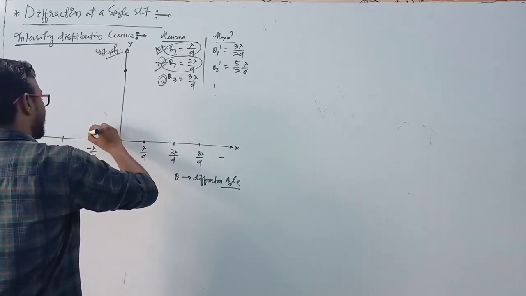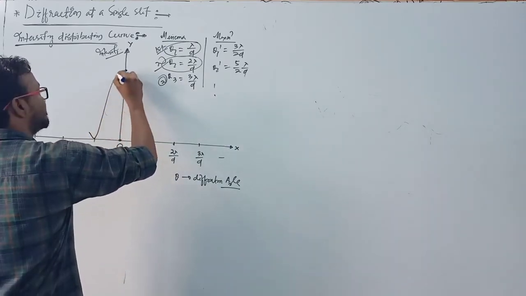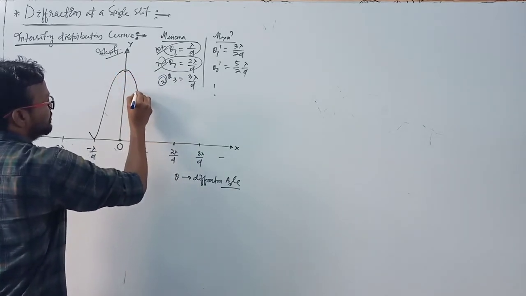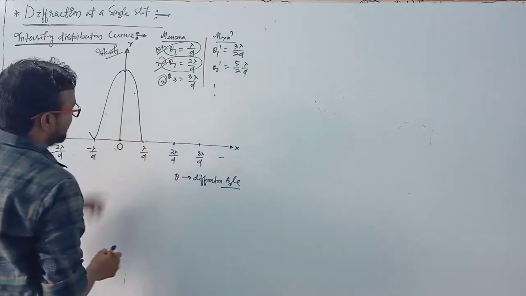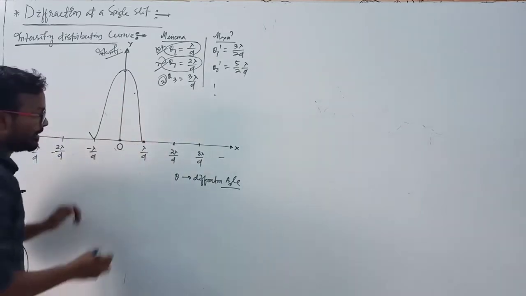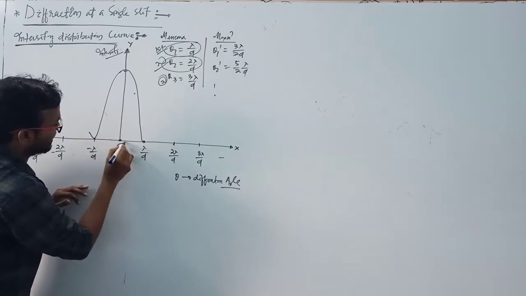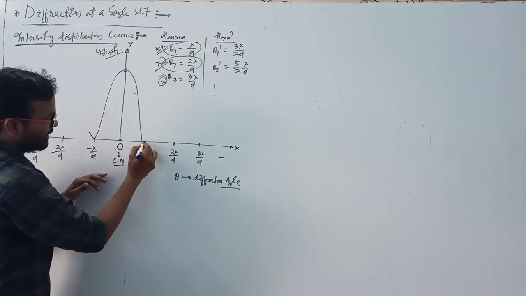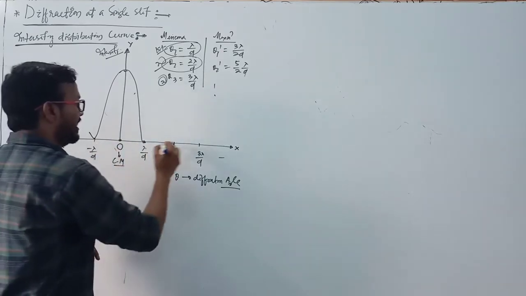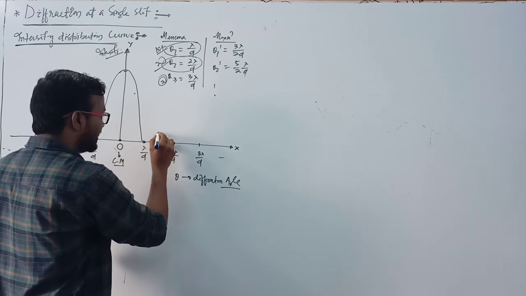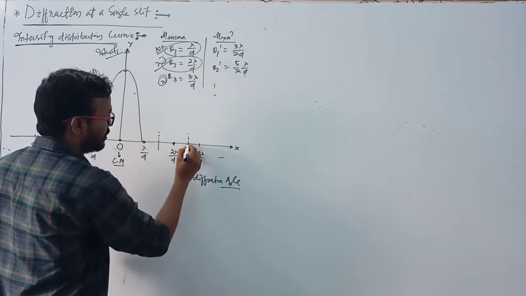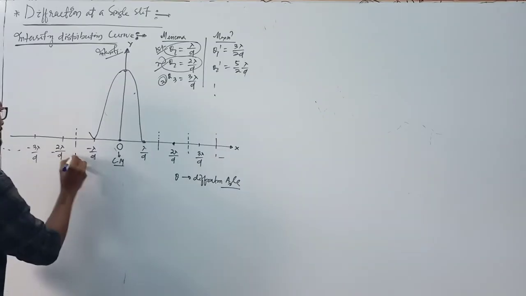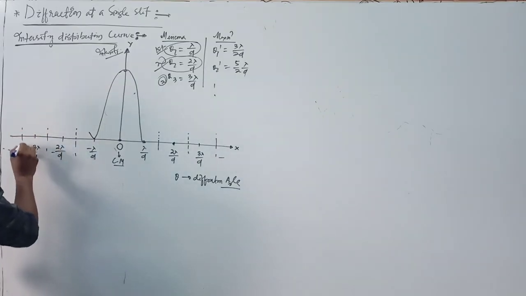So the graph will be like this. We get maximum intensity here, then this point is minima, and this point is known as central maxima. After that we get the first minima, and again we get a bright light here, and here also a brightness, and this point also gives a maximum.